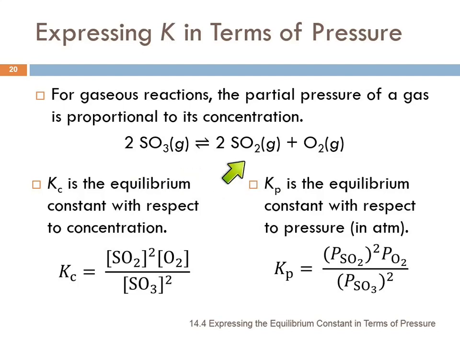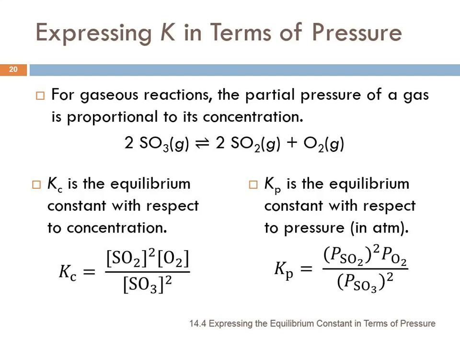So here's an example of a reaction where all of the reactants and products are in the gas state. Now what we're going to do is introduce a subscript on this equilibrium constant. Kc means that we're calculating that with respect to concentration. And so we would calculate the equilibrium constant with respect to concentration by taking the concentration of the products, SO2 squared, because it has a 2, times O2, and divided by the concentration of SO3 squared. That's what we've been doing.